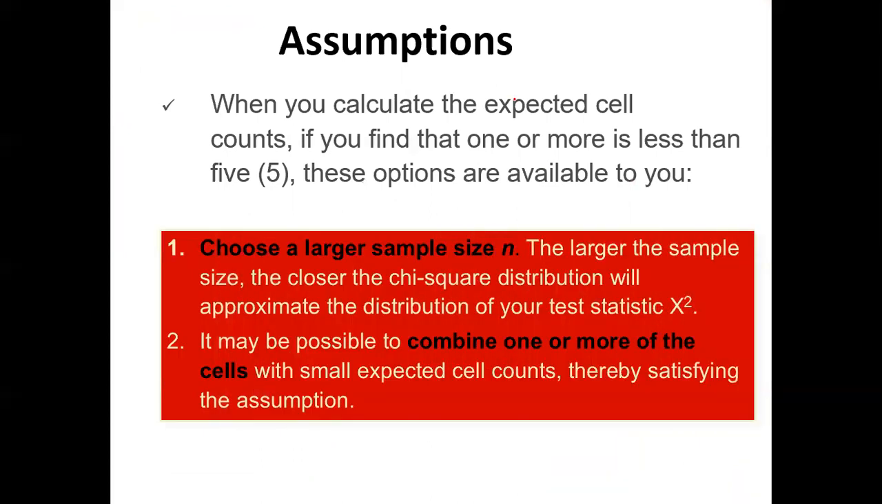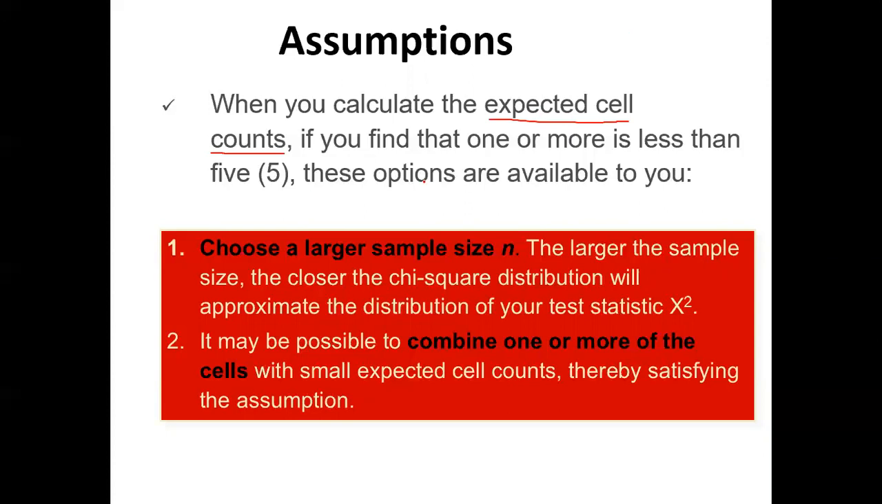Okay, so what are we going to say for the chi-square analysis? When you calculate the expected cell count, like I showed you before, and you find that one or more values are less than 5, that means maybe 1, 2, 3 or more of the expected cell count values are less than 5, then you can go to other options.